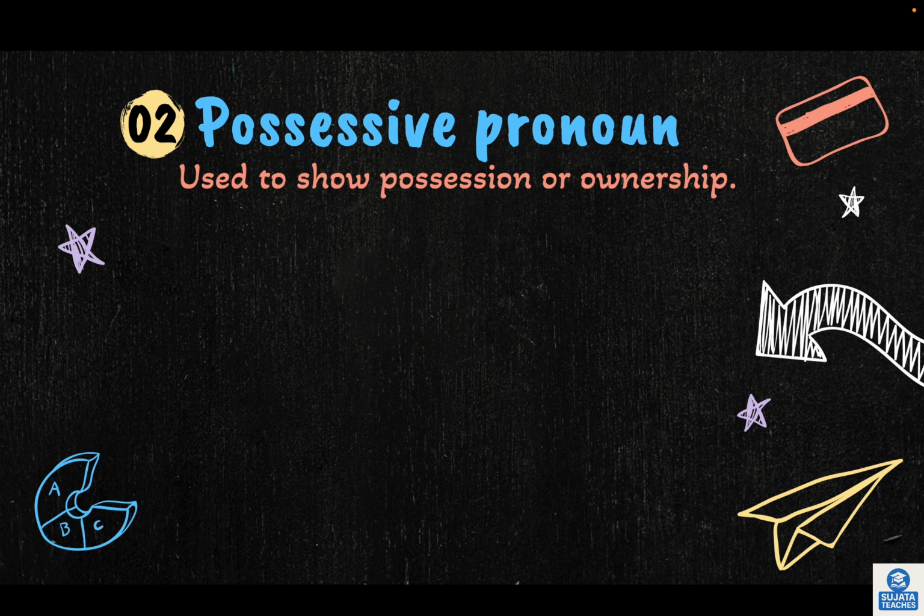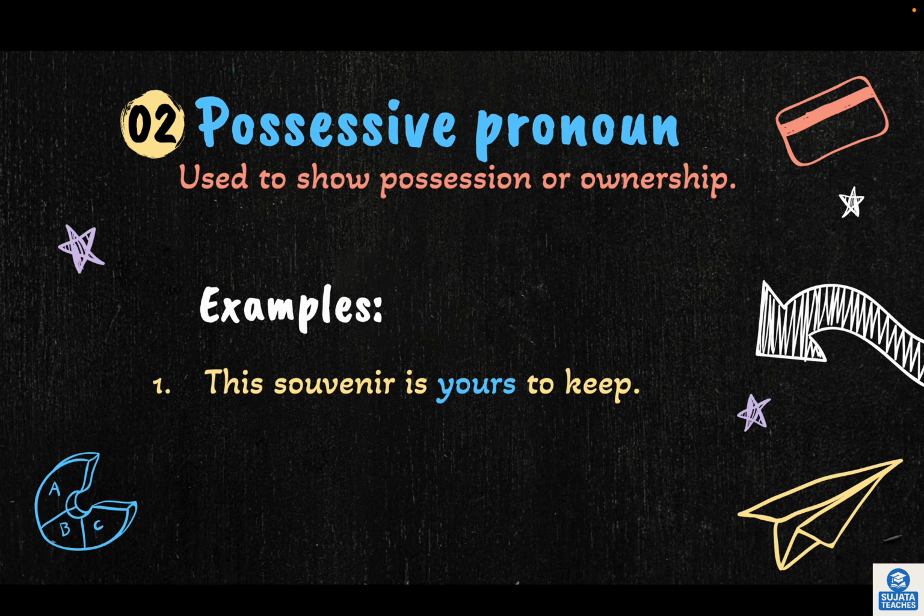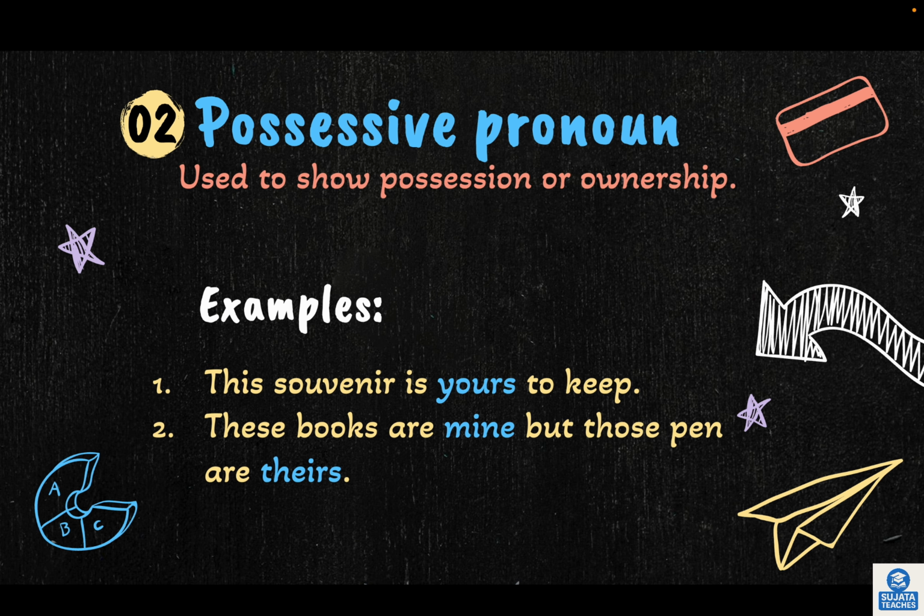Next is possessive pronoun, used to show possession or ownership of things. Examples: this souvenir is yours to keep. So the word yours shows possession, ownership of that souvenir. In the second example, these books are mine, but those pens are theirs. Mine and theirs show ownership or possession of those books and pens.